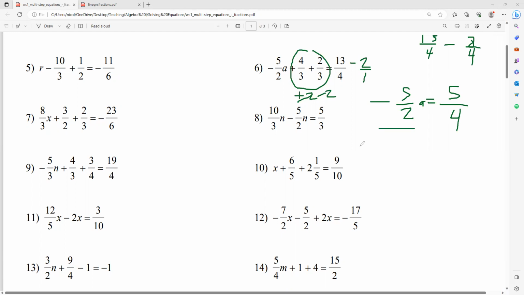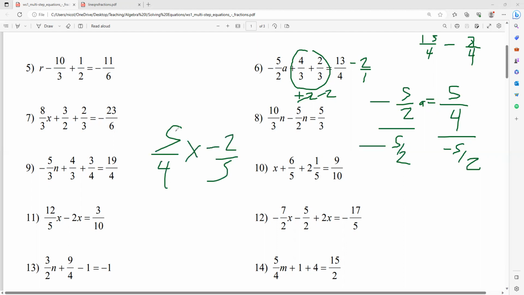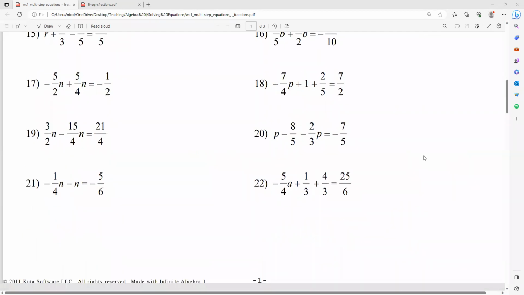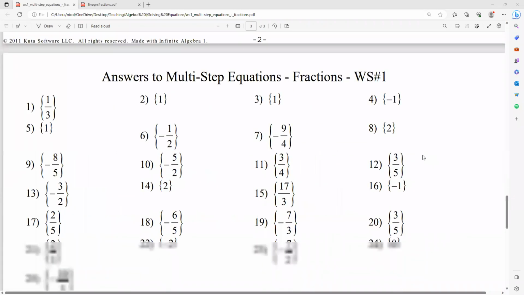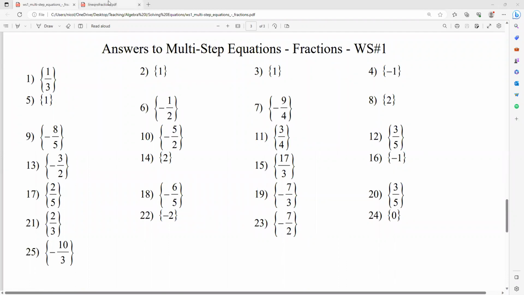And I need to divide both sides by -5/2. And so I pretty much have 5/4 divided by -5/2. And if I did that math by hand, I have 5/4 times -2/5, which is -10/20, which is -1/2 simplified. And that's the answer for number 6. And all of these are pretty much the same. I'm going to switch to a different worksheet. So -1/2, that was the answer for that one.